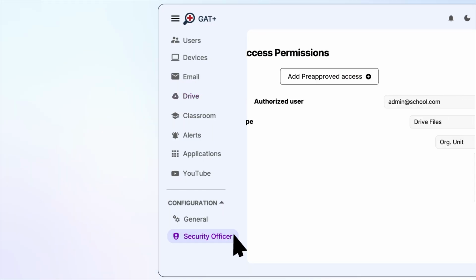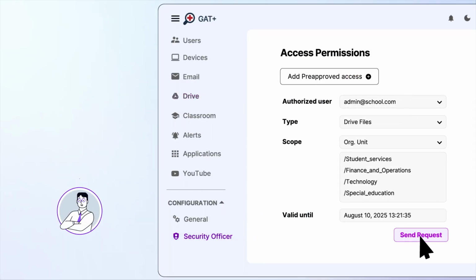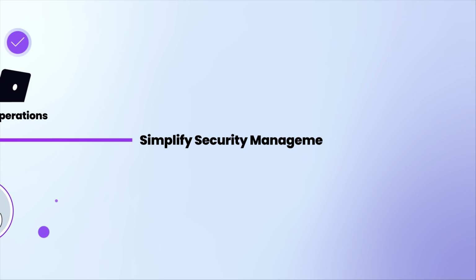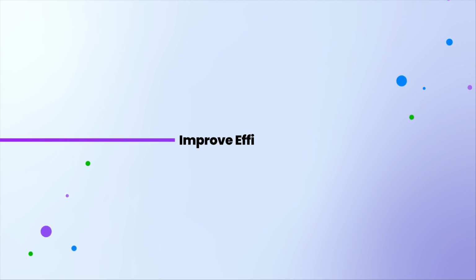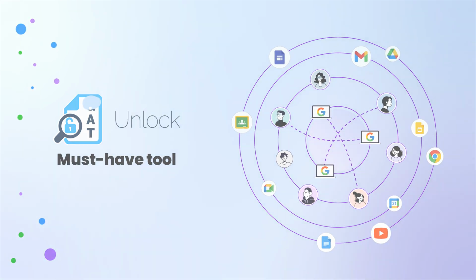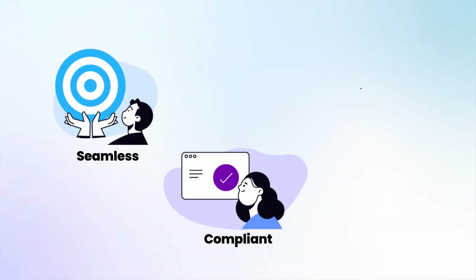With the pre-approval feature, security officers can configure GAT Unlock for seamless secure admin operations. No individual approvals required. Simplify security management and improve efficiency. GAT Unlock is a must-have tool for every Google admin with Google Workspace for Education. Seamless, compliant, and secure.